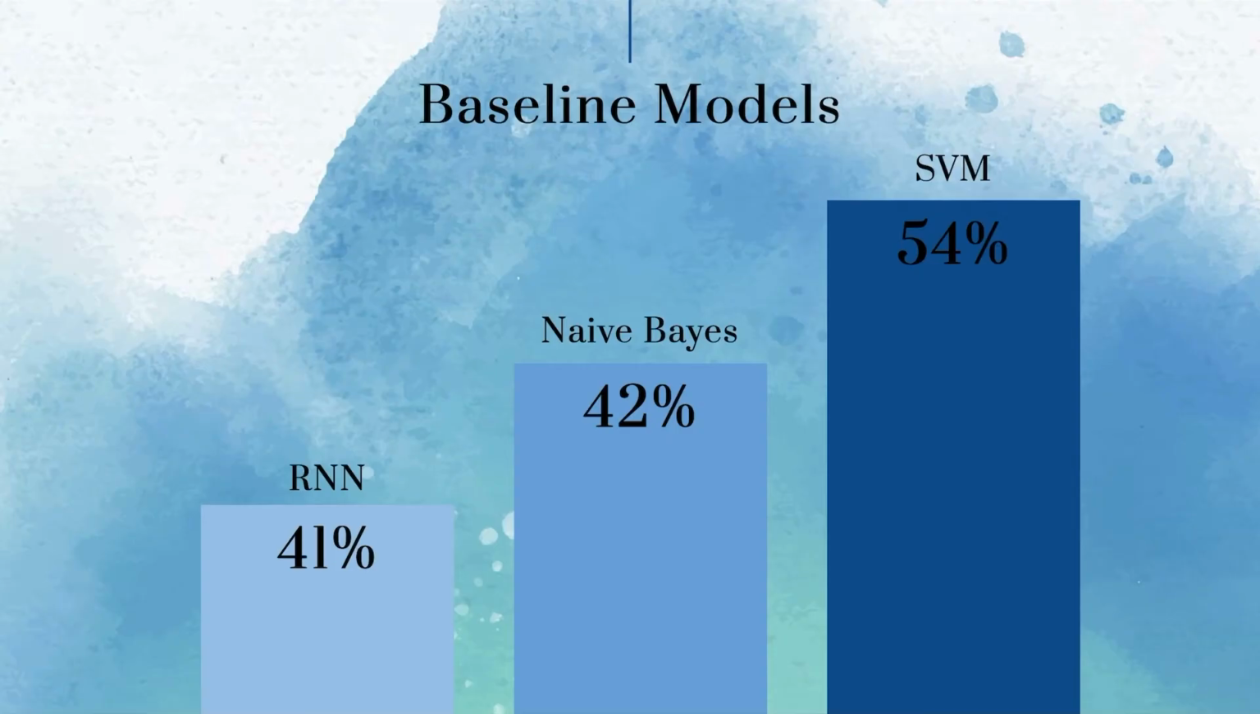For our baseline models, we used 3 of the following: an RNN, which scored 41% on our data set, naive Bayes, which scored 42%, and SVM, which scored 54%.